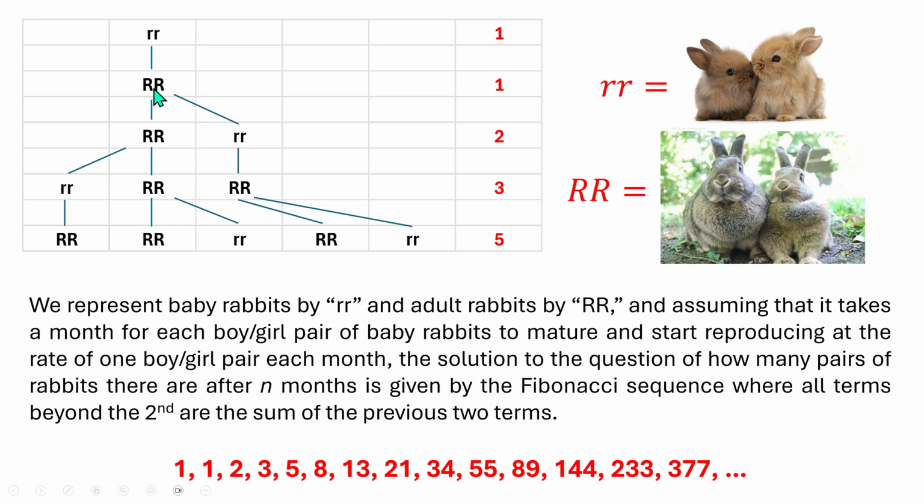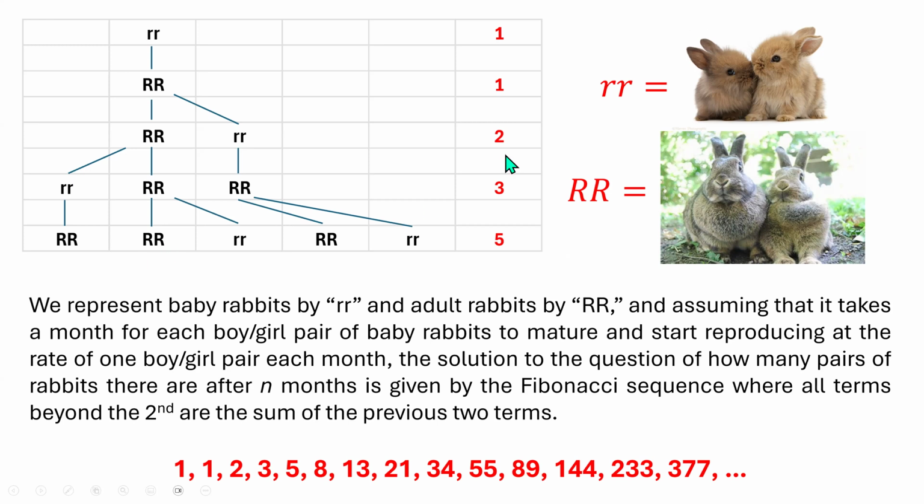However, after this month, we still have the original pair, but they give birth to a new pair of baby rabbits, one male, one female. So in this month, we got two pairs of rabbits. In the next month, we still have the original pair. They give birth to yet another pair of male female rabbits. And this pair of babies, they mature to adulthood. So at this point, we got three pairs of rabbits.